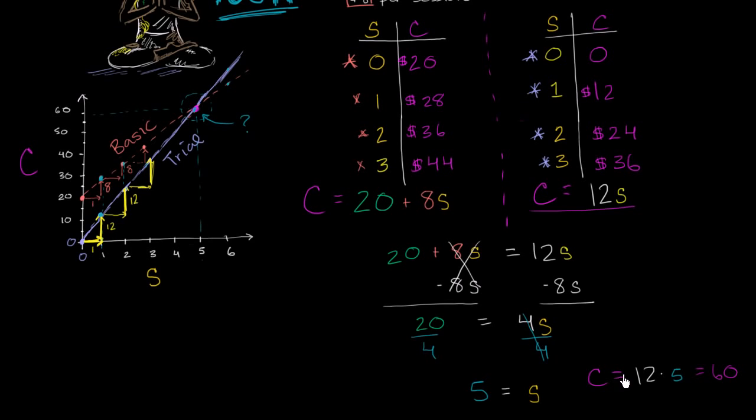Now my question to you is, do we even have to try out the 5 in this equation right over here? See what it would cost under the basic plan. Well, we wouldn't, because the whole reason we got 5 sessions is because we said this is the number of sessions at which we get the same exact cost for the basic plan or the trial plan. But if you're curious, I do encourage you to try it out. Substitute a 5 in here for S and see what you get. You'll get 20 plus 8 times 5, which is 20 plus 40, which is $60. So in either plan at 5 sessions, the total cost is going to be $60.